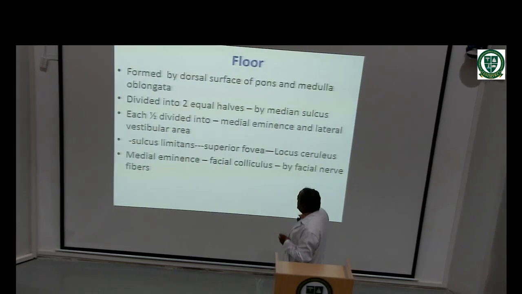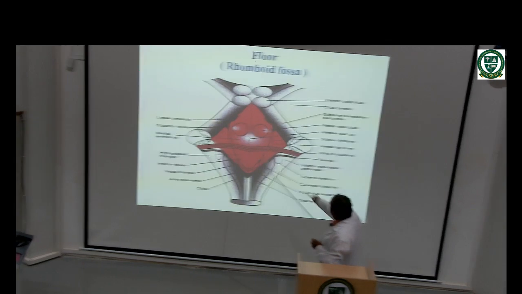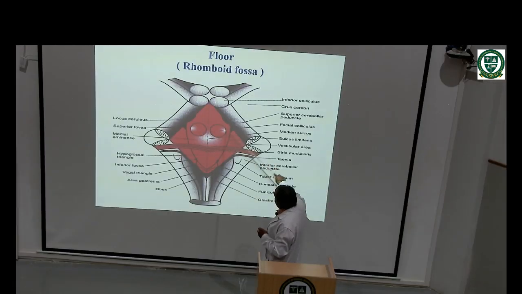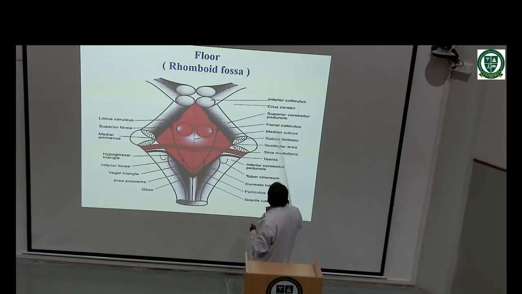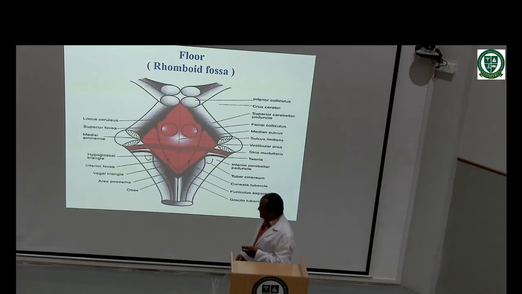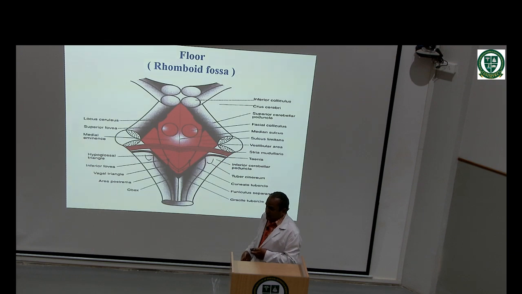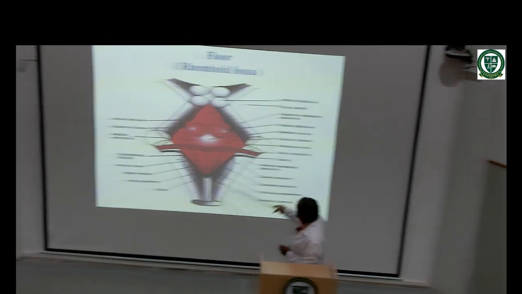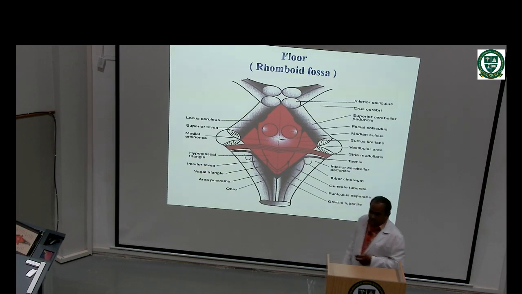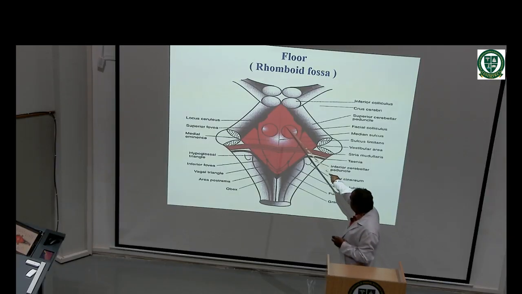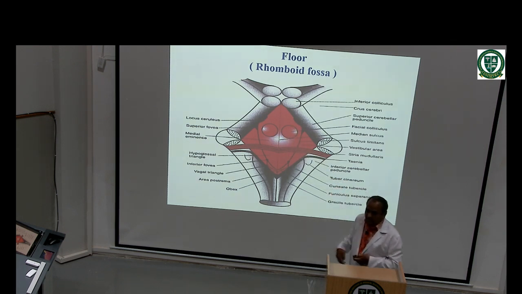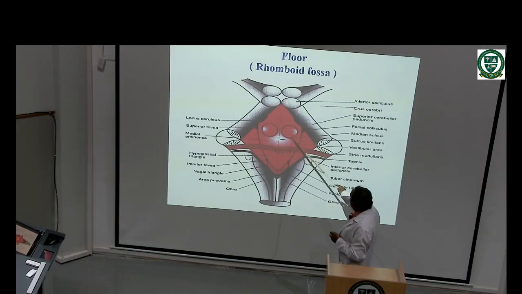In the medial eminence, you have an oval or round shaped structure. That is called the facial colliculus. This facial colliculus is because of the underlying facial nerve, which winds around the abducent nerve nucleus. That is called the internal genu of the facial nerve. Because of those facial nerve fibers winding around the abducent nerve nucleus, the facial colliculus is formed.